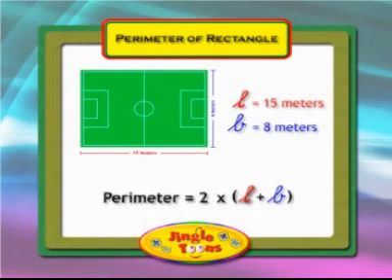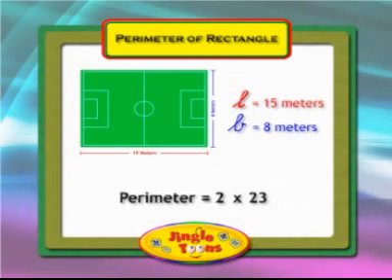So perimeter is equal to 2 multiplied by (15 plus 8). It comes to perimeter is equal to 2 multiplied by 23, which means perimeter is equal to 46. And since the length and breadth is in meters, the perimeter of this rectangular ground is 46 meters.